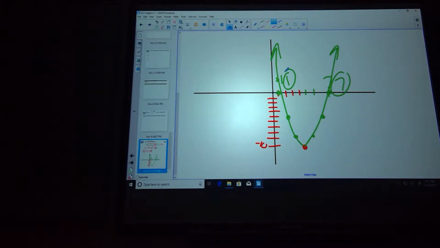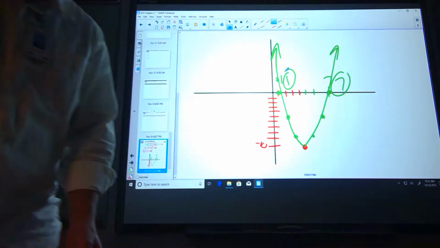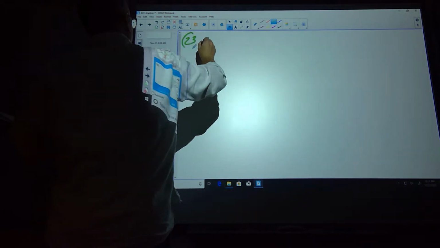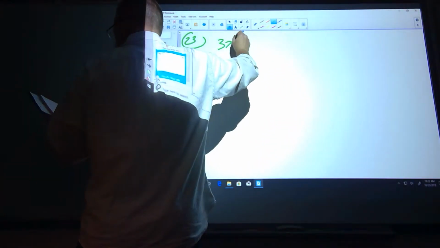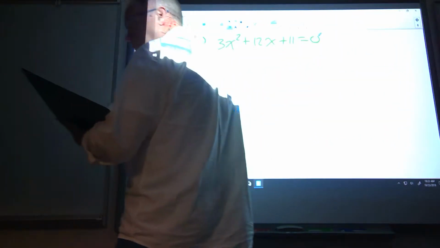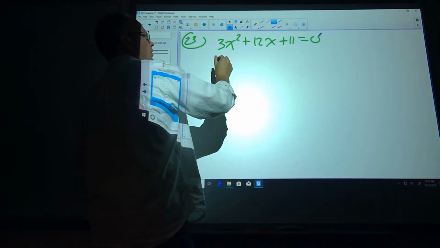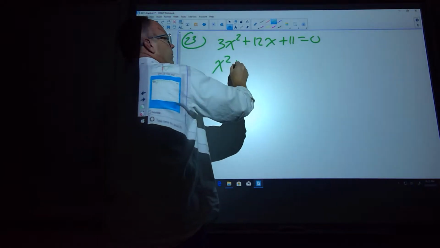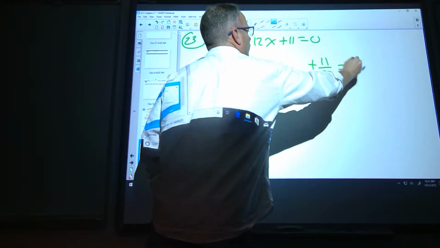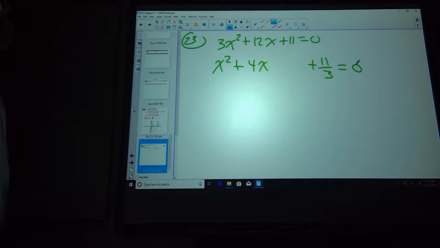What else did we come across on the homework? 23. All right. Number 23, 3x squared plus 12x plus 11 equals 0. We want to solve each. First thing, maybe just divide everything by 3. And I'll make the space at the same time. Is that okay so far? All right, let's complete the square.